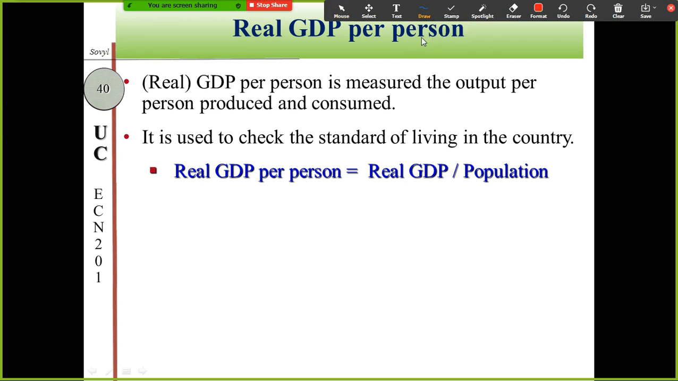And yes, we already know how to find real GDP. Okay, and how to get a national population? You can get national population maybe from a census or from a survey.